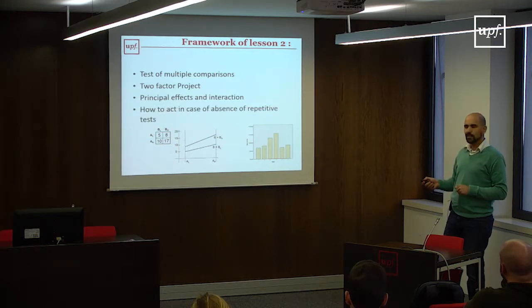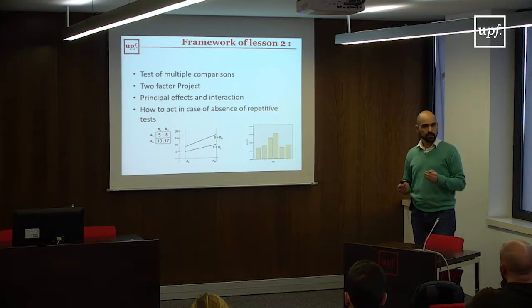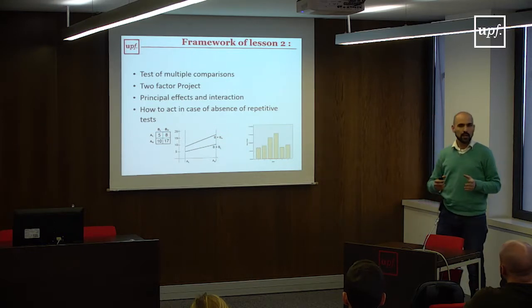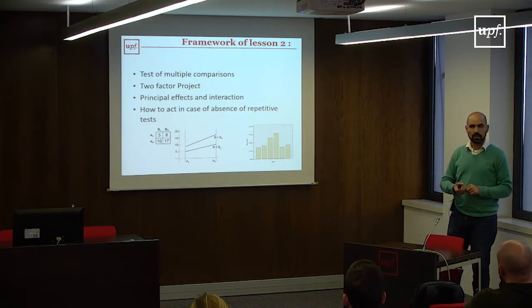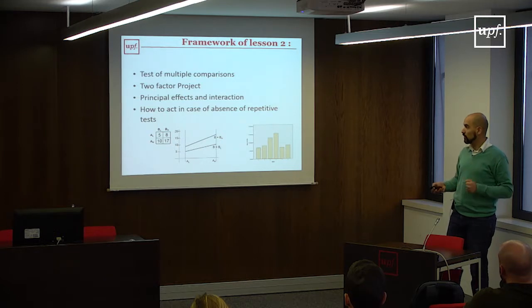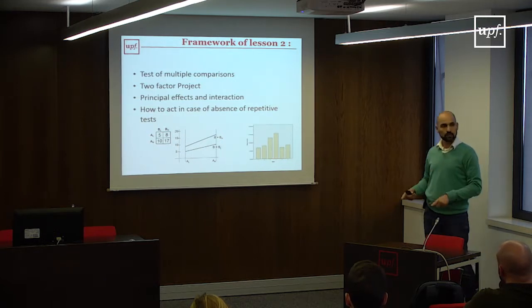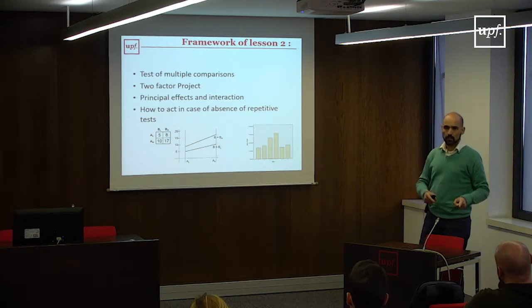Also, we have seen what we can do in case we don't have any repetition. We can trick the analysis, saying, okay, I have no repetition, I cannot estimate my error, but if, for instance, I can assume that the interaction is null, then I can use the interaction itself as an estimator of the error.